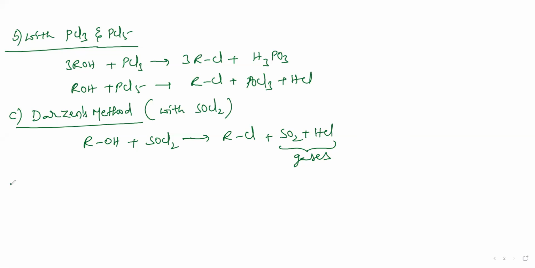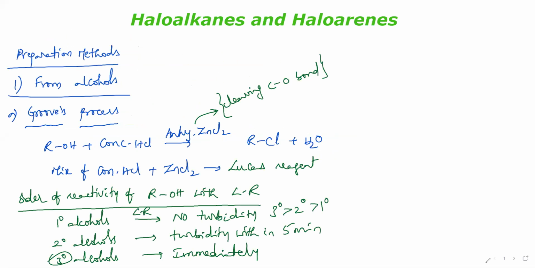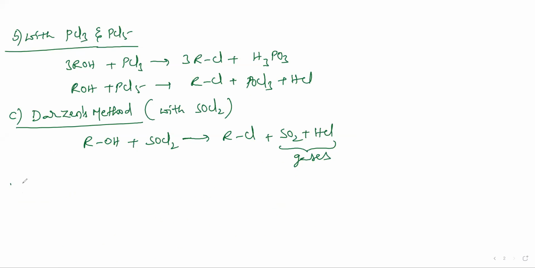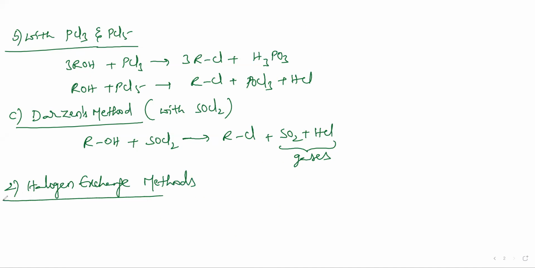Next. So this is the first method, from alcohols, right? Second method, halogen exchange methods. What are they? Again, a subdivision is there. First one, Finkelstein reaction.